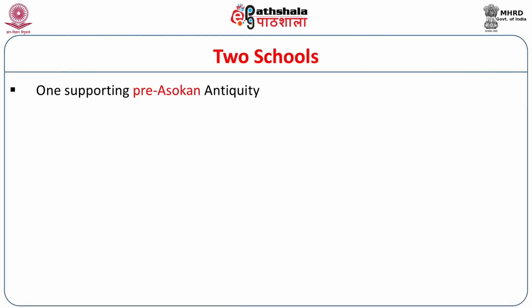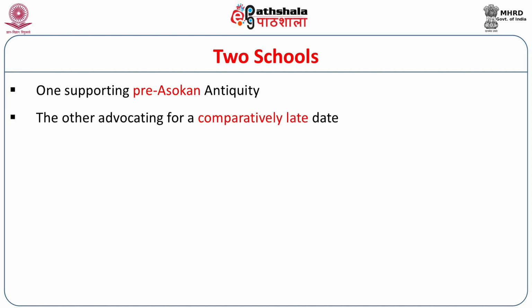So, if we summarize the issue of antiquity, there are two schools. One is in favor of pre-Ashokan antiquity of Brahmi. The other one is for the Ashokan antiquity, that is, Brahmi is dated in the 3rd century BC.